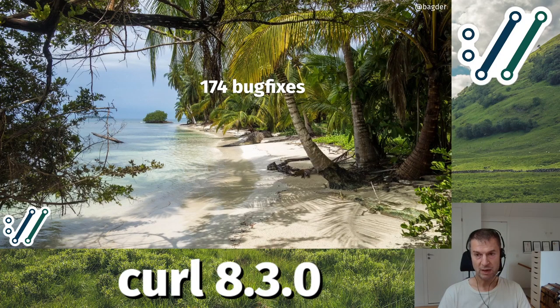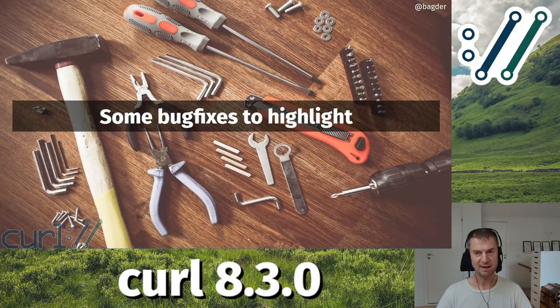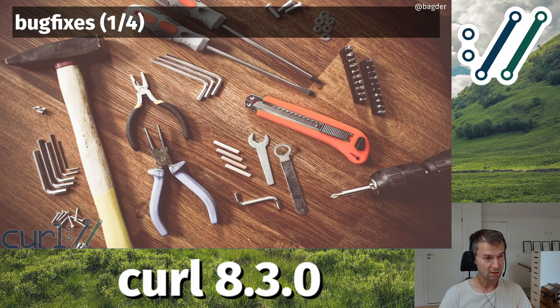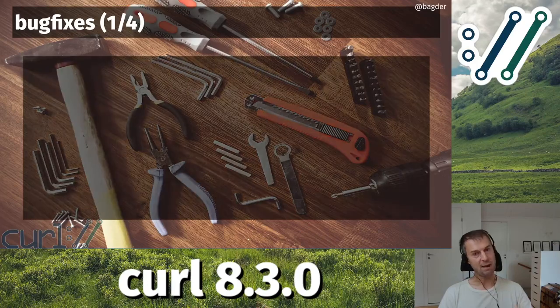Anyway, we have then 174 logged bug fixes apart from those nine changes. Out of those 174, most of them are fairly silly, I would say, or small, so we don't have to care about them. But I've gone through the list and I added a few of them that I think are worthy of a highlight. So let's go through them. I think there are 21 in my list here. So deep breath. Okay, let's start out.